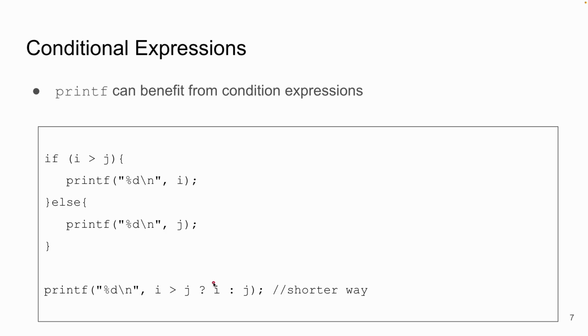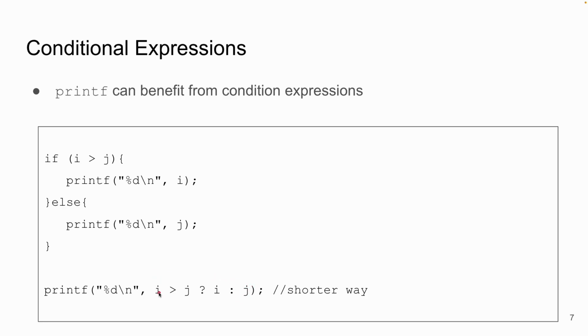So i itself can also be an expression, and the return value of i itself is the value of i. So that is why if i is larger than j, then the entire conditional expression will return i, the value of i. So what we print out is the value of i. In the other case, if j is larger than i, then the return value of the entire conditional expression is j, because j is expression 3.